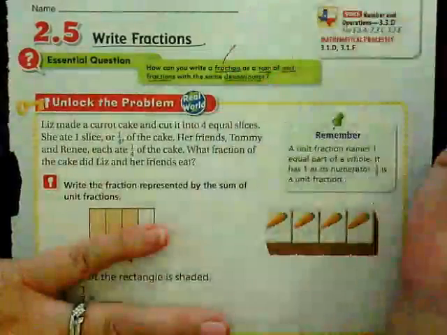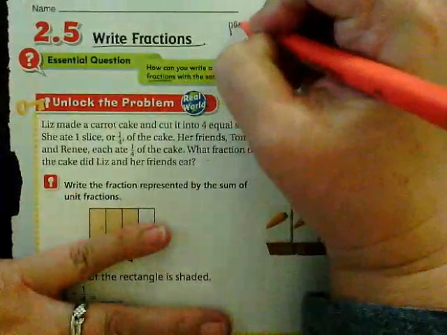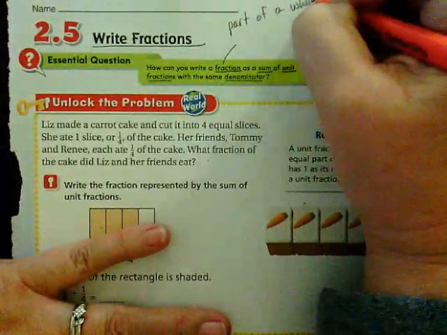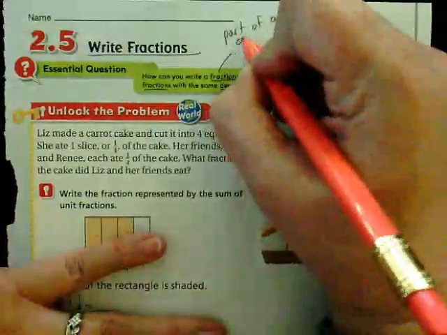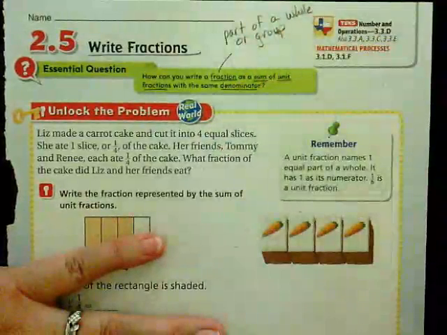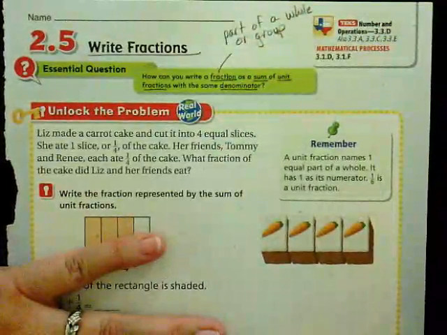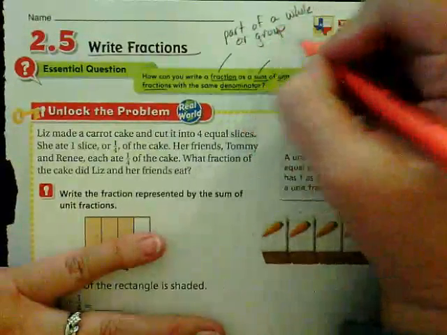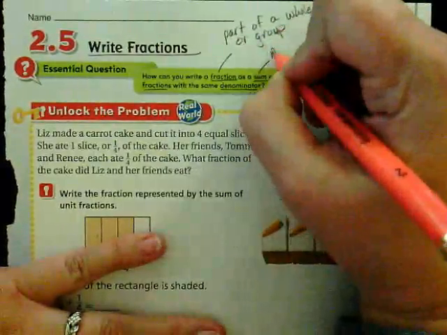A fraction is part of a whole or group. It's a part of a whole or a part of a group. That's what a fraction is. What is the sum? Sum is the answer to an addition problem. So this means we're adding.